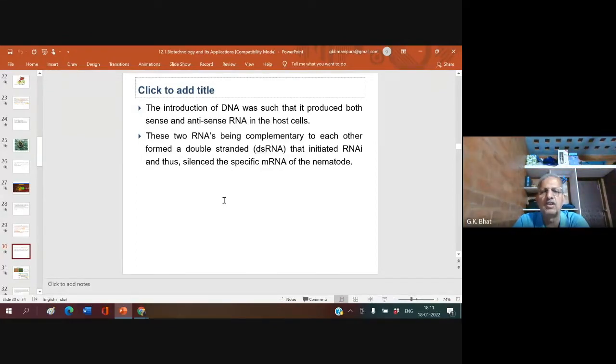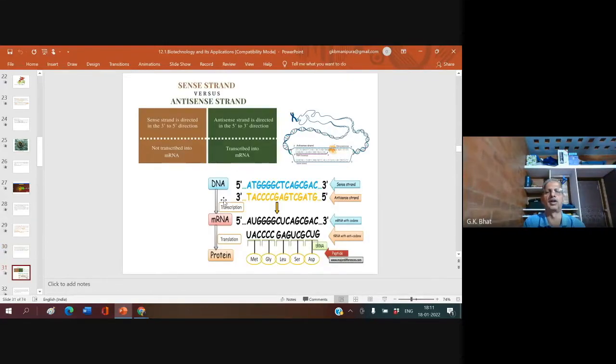Now, let me tell you what is this sense and antisense strand. Look here. This is one strand called sense strand. This is another strand called antisense strand. Whenever this sense strand and antisense strand having part of DNA is introduced into a particular host, that creates some sort of a blockage in the mRNA that is going to transcribe. So I want you to remember, if you are asked what is sense strand and antisense strand, sense strand is directed from 3' to 5'. Antisense strand is directed from 5' to 3'.